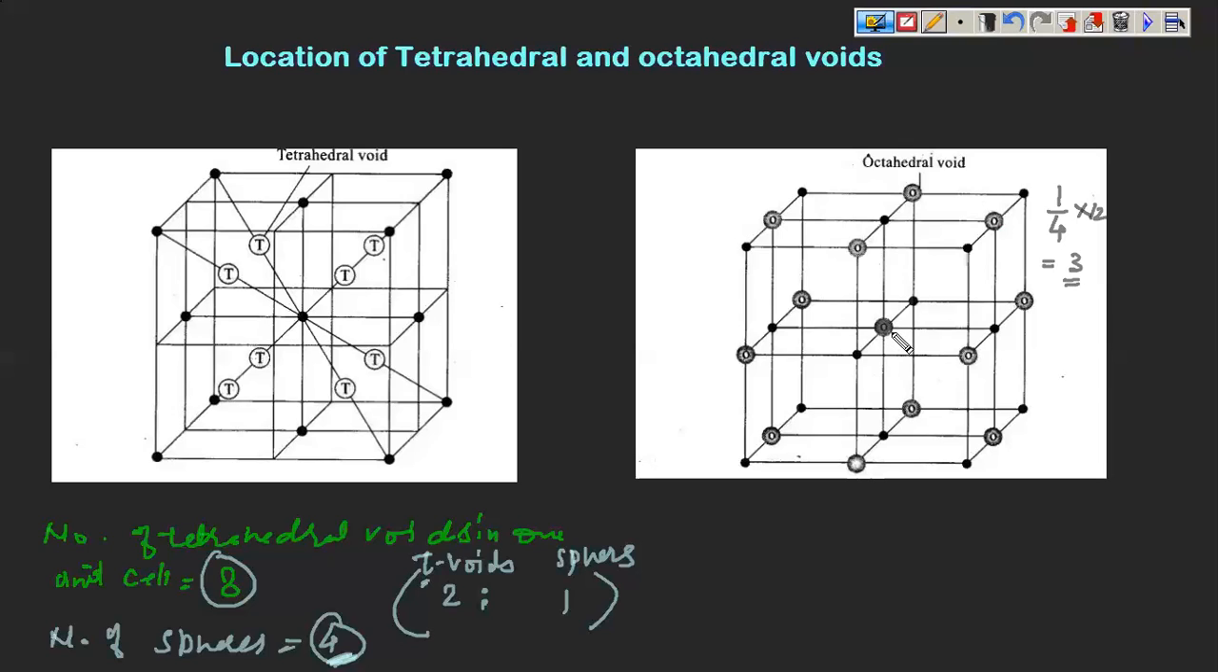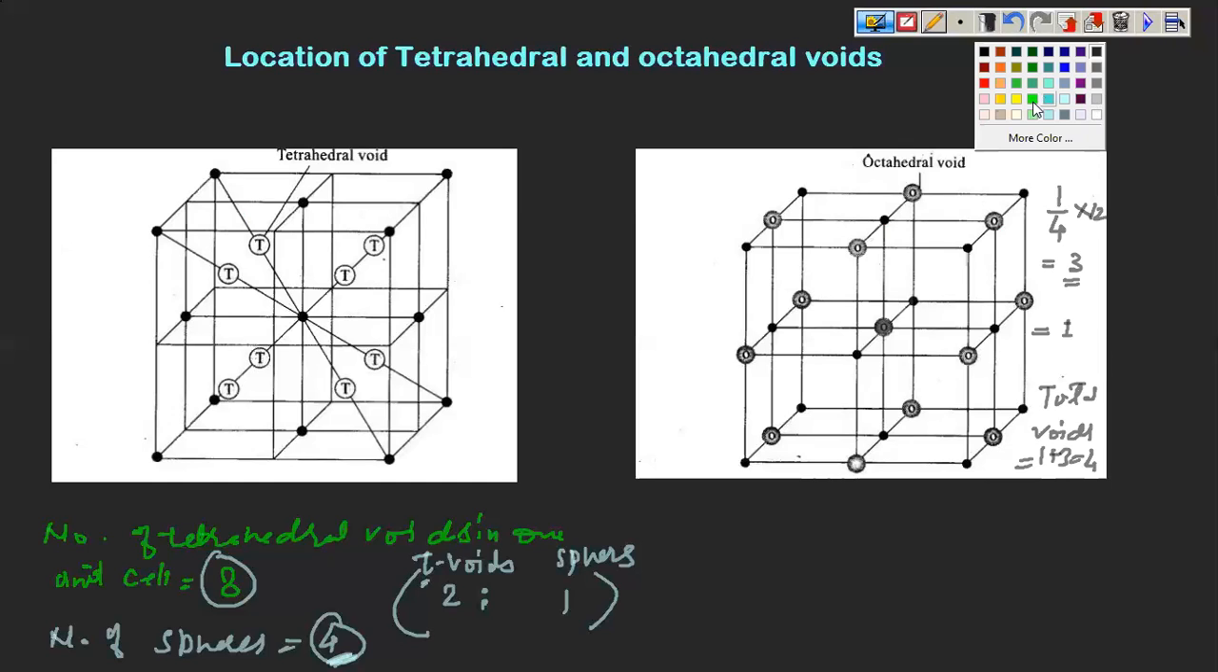So octahedral voids are present at two different locations in a face centered unit cell. They are at the edge of the unit cell as well as at the center of the unit cell. So it is completely present here. So the total number of voids will become 3 plus 1, which is equal to 4. We know very well there are 4 spheres, 4 particles in a face centered unit cell.